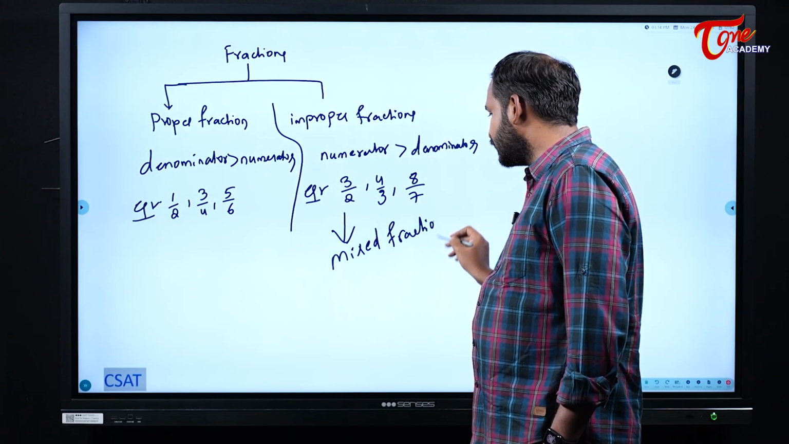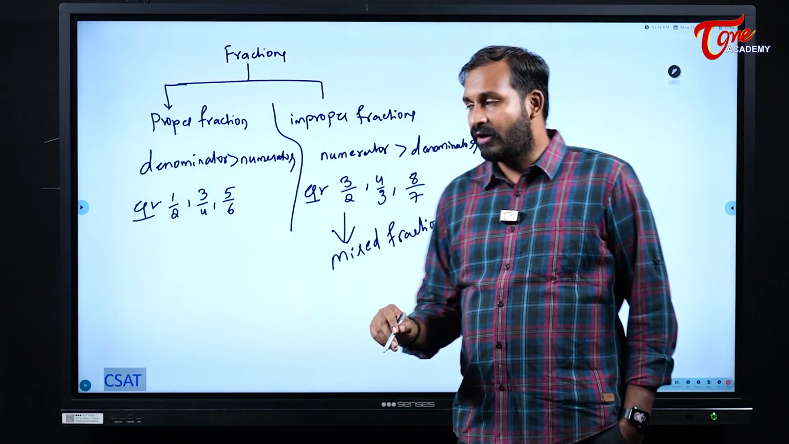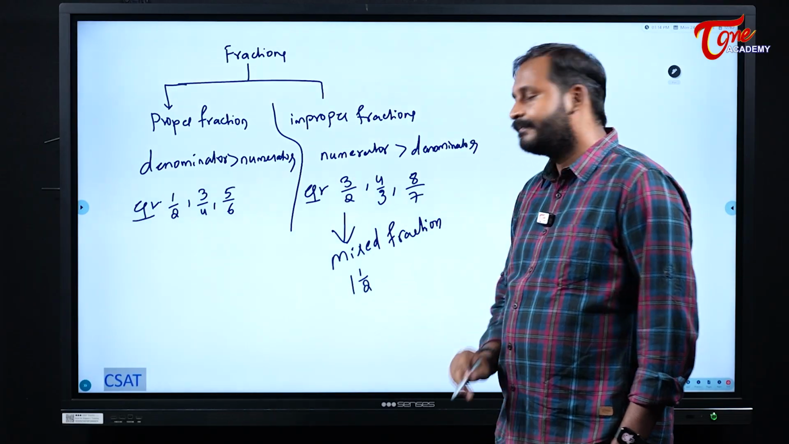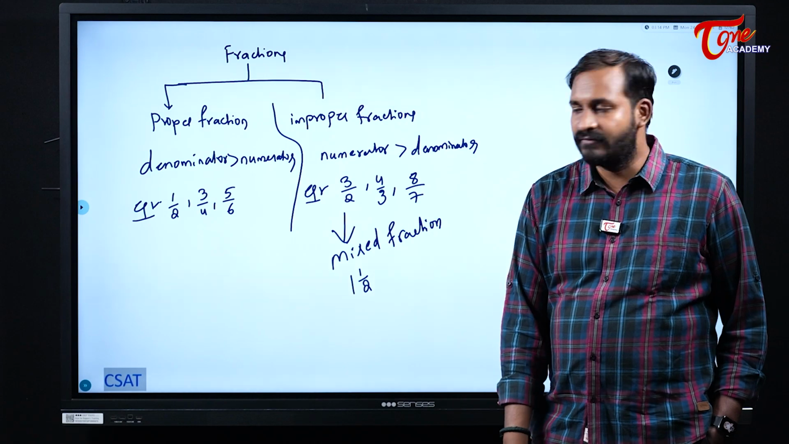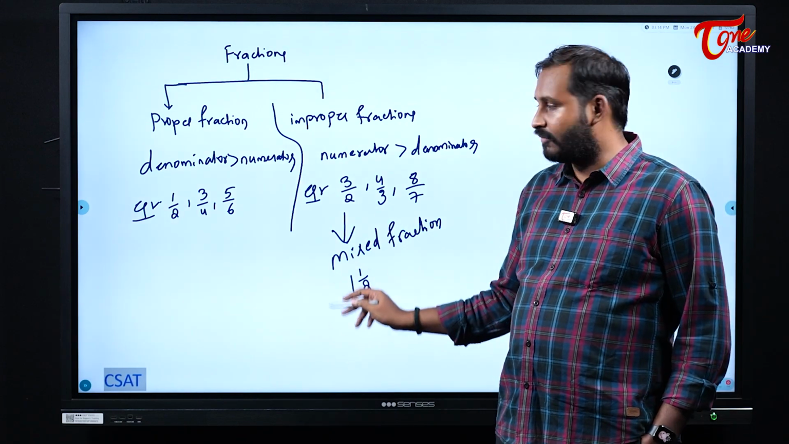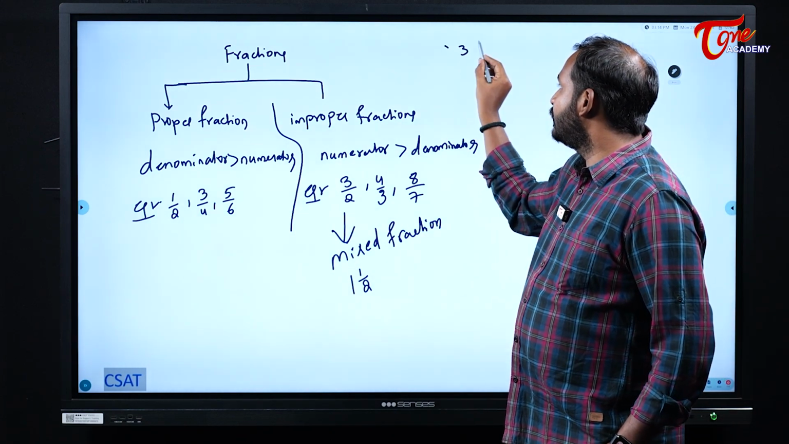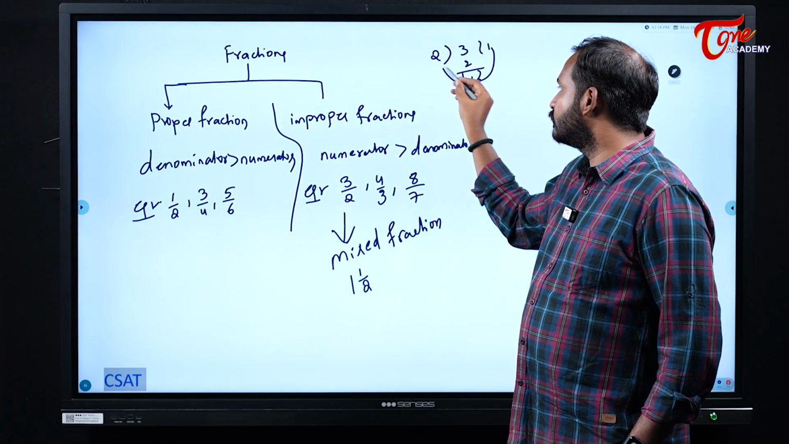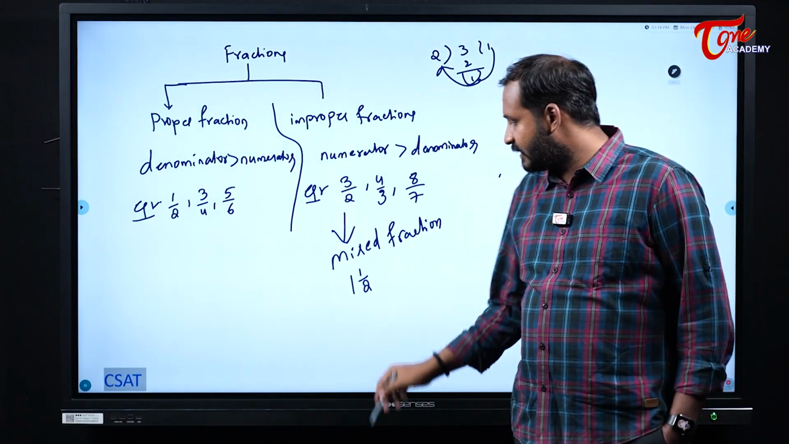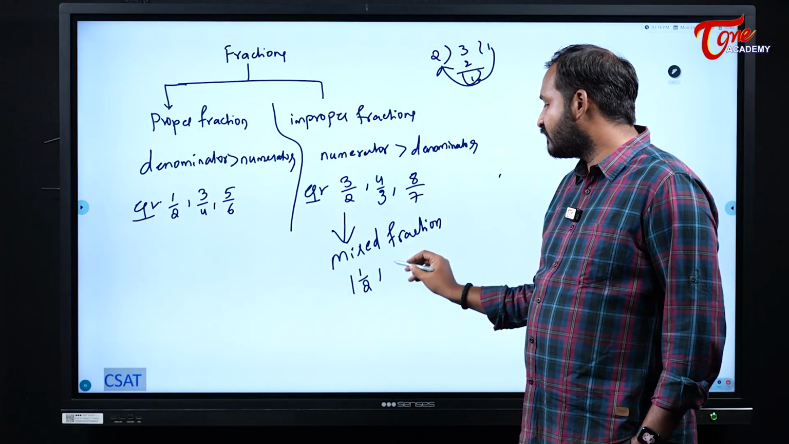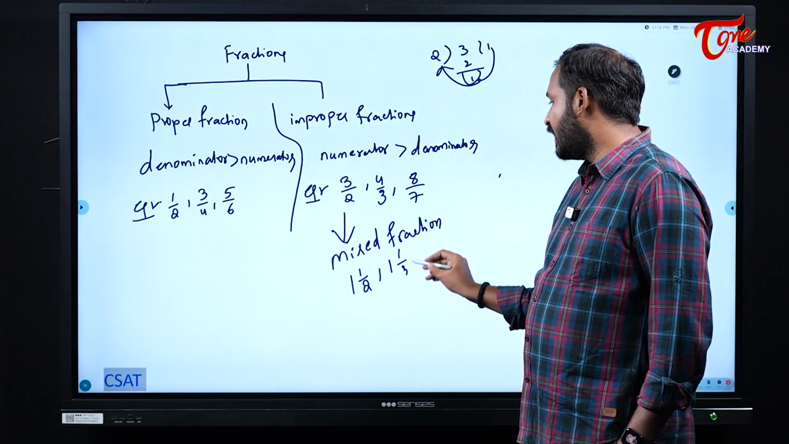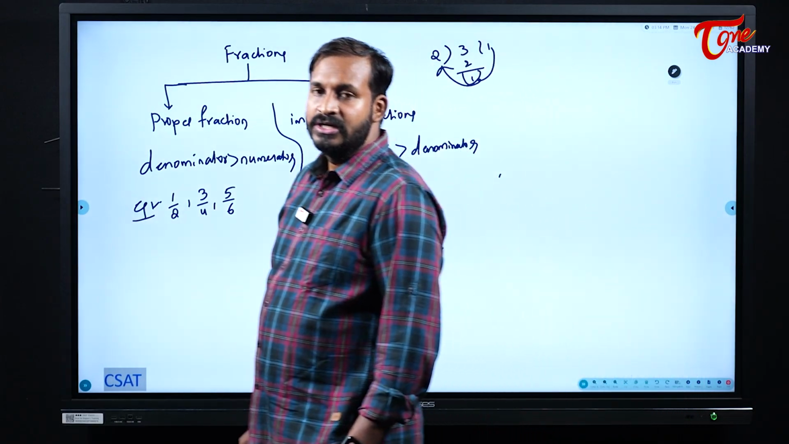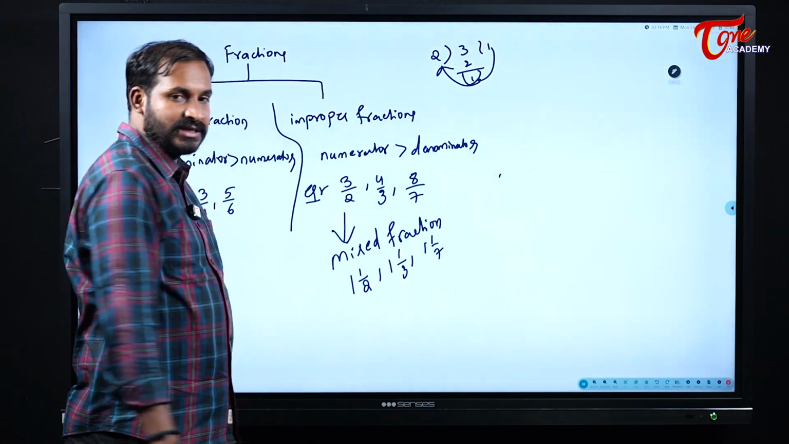We have one more thing that is called mixed fraction. What are mixed fractions? 3 by 2 I can write as 1, 1 by 2. I hope everyone knows how I am writing this. In 3 and 2, 2 ones is 2 and the remainder is 1. So, 1, 1 by 2. Similarly, 4 by 3 we can write as 1, 1 by 3, and 8 by 7 we can write as 1, 1 by 7. These types of numbers we call mixed fractions.